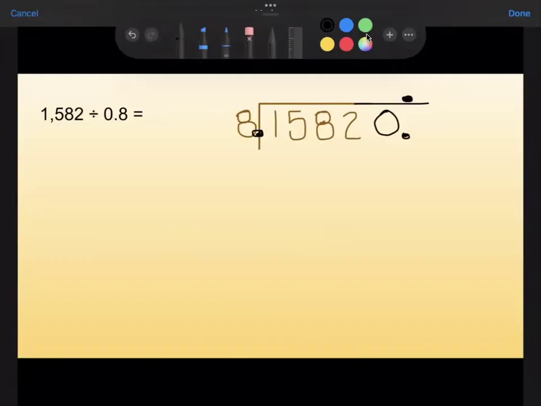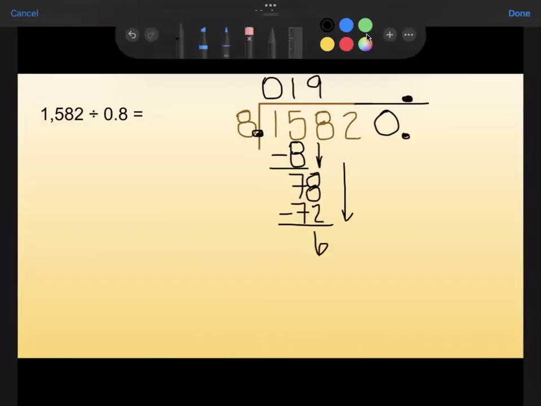So 8 does not fit into 1. So I'm going to put a 0 up there and mark that. But 8 does fit into 15 once. So 1 times 8 is 8. And then I'd have 7 left over. I'm going to bring down the 8. 8 would fit into 78 9 times because that gives us 72. And when we subtract it, we would have 6 left over.